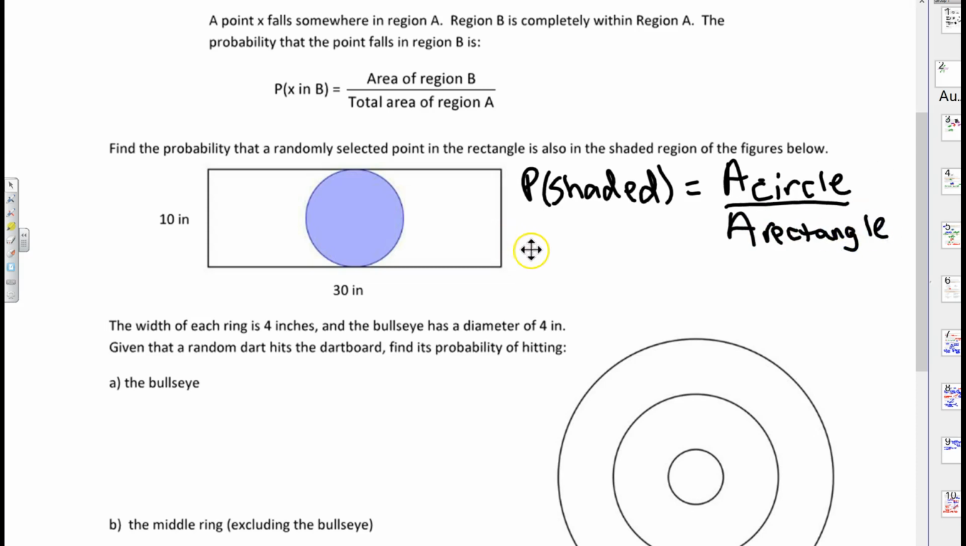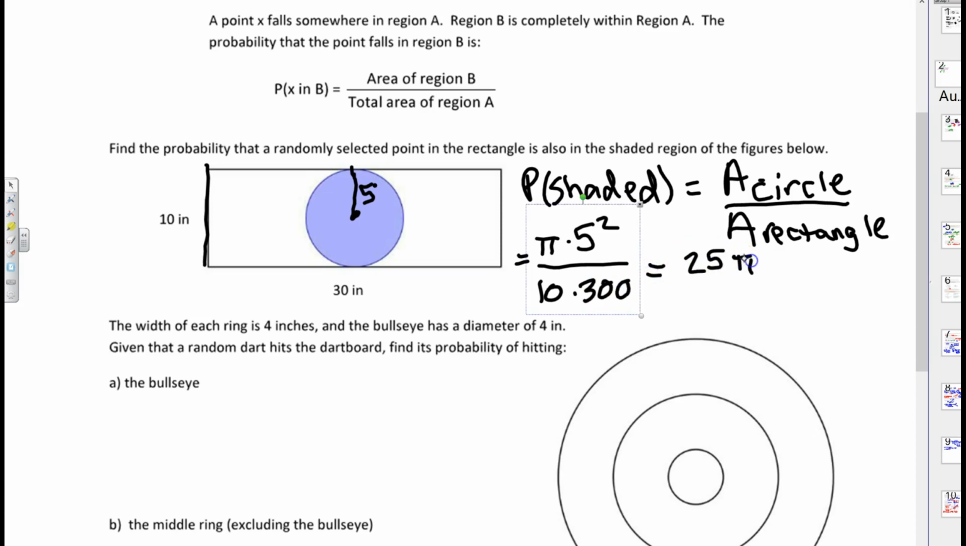When we work that out, my area of a circle is pi times r squared. Looking at this, that would be r. That's half of this side here, so my radius here would be 5. So I do pi times 5 squared, and I divide that by the area of the rectangle, which would be 10 times 30. Or, as we go along, that's 25 pi.